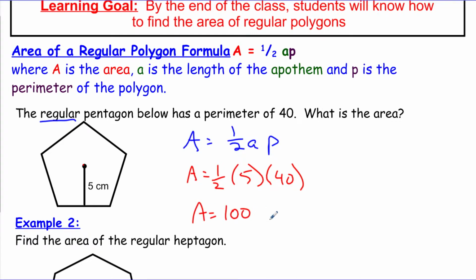And remember that for all area problems, the units are whatever the units of the line lengths are, like centimeters, but it's going to be square units, right? So I would say in this case, the area of this regular pentagon is 100 centimeters squared, okay?